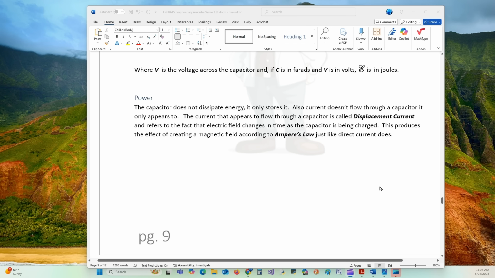The capacitor does not dissipate energy, it only stores it. Also, current doesn't flow through a capacitor, it only appears to flow. The current that appears to flow through a capacitor is called displacement current and refers to the fact that the electric field changes in time as the capacitor is being charged. This produces the effect of creating a magnetic field according to Ampere's law, just like direct current does.